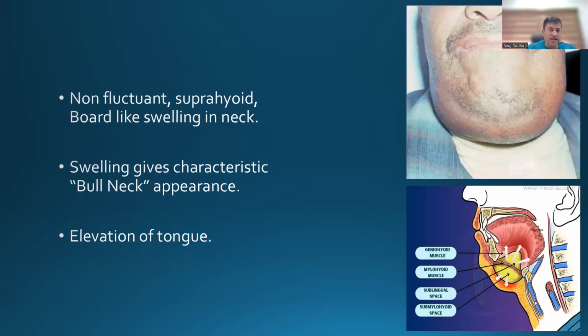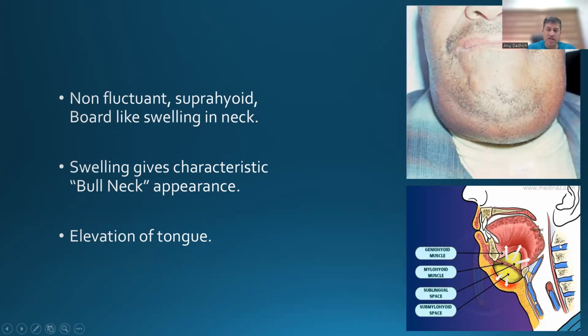Okay. So clinically, a patient will have a non-fluctuant suprahyoid board-like swelling in the neck. Now look at this picture. Okay. Large suprahyoid swelling, and when you touch it, it feels hard, just like a board. This swelling gives the neck a characteristic bull neck appearance, and there is elevation of the tongue.